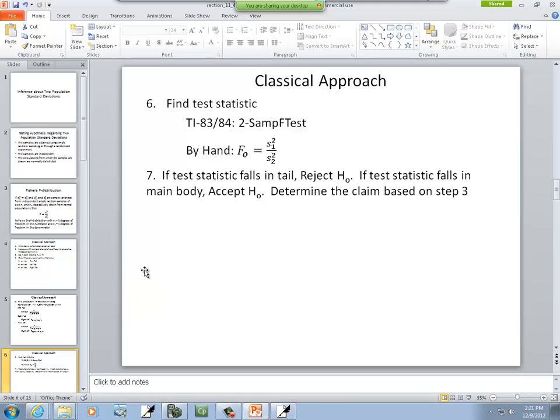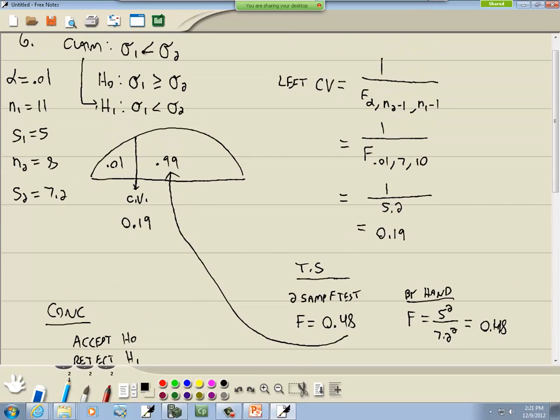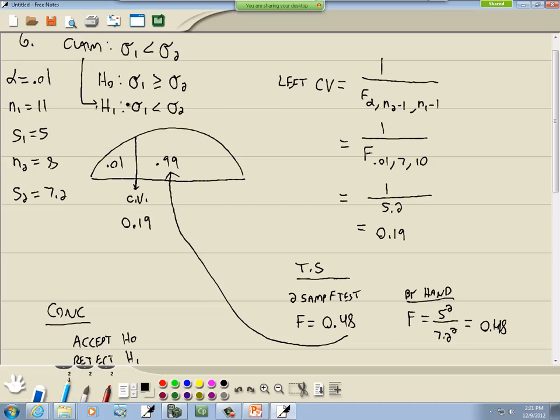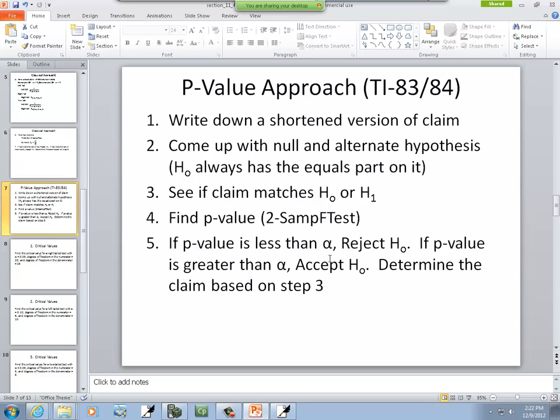And the p-value approach. Okay, write down a shortened version of the claim. We did that. Come up with the null and alternate hypothesis. Did that. See if your claim matches H0 or H1. We did that. Find your p-value. Again, we use a 2-SampFTest, and that gives us our p-value. Now, notice this is exact. This is done through numerical methods, so there's no rounding to the closest one. This is exact. So we got 0.1427.